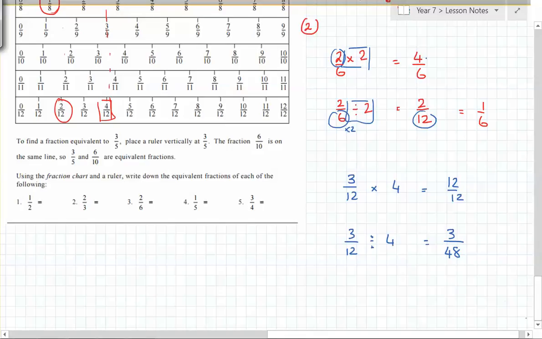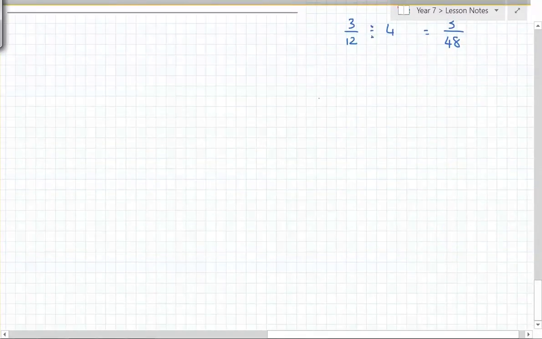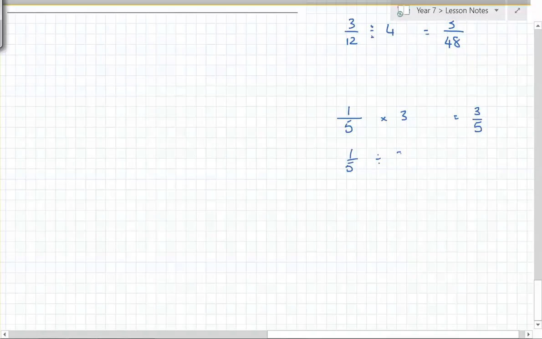So if we have 1/5 times 3, that's 3 over 5. If I have 1/5 divided by 3, I have 15 pieces, so 1/15. 1 over 15. Think again, and we're going to do this.